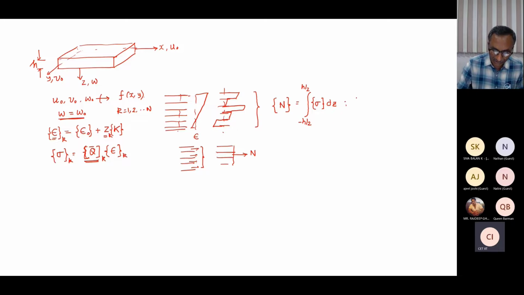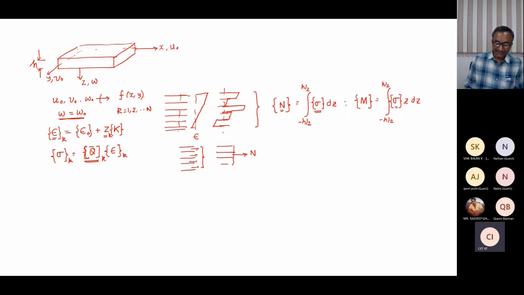Similarly, we also write a moment, because there are different stresses in different layers, so there will be a net moment, and this is again the integral of sigma times z dz. Please note that these are the 3 stresses: sigma x, sigma y, tau xy. Similarly, here also there are 3 stresses. Similarly, this is 3 forces. So these are statically equivalent systems.